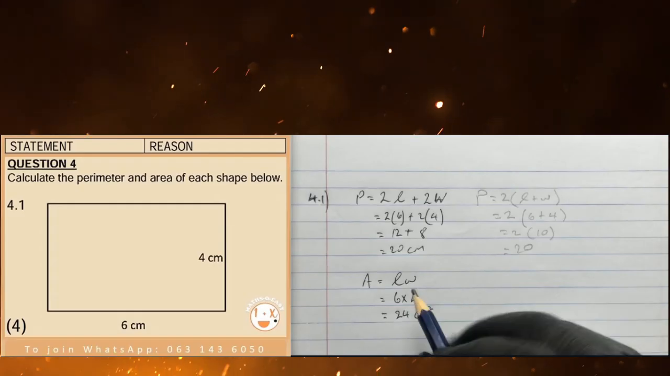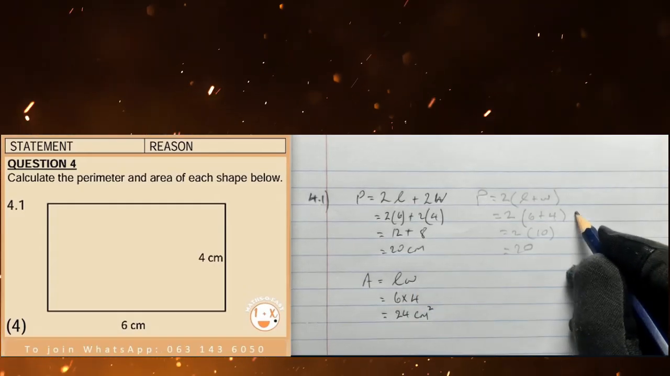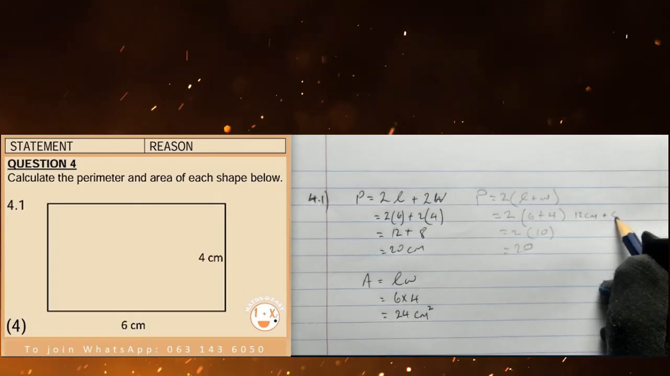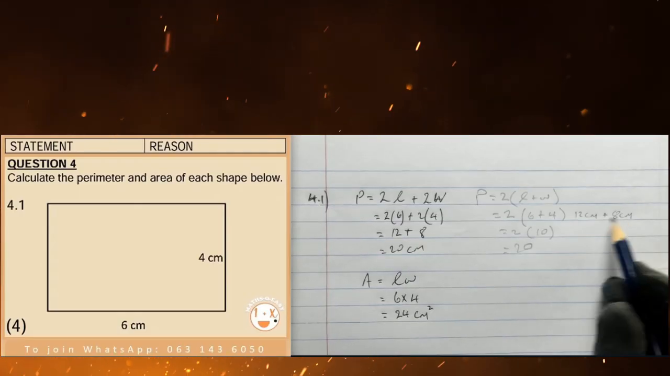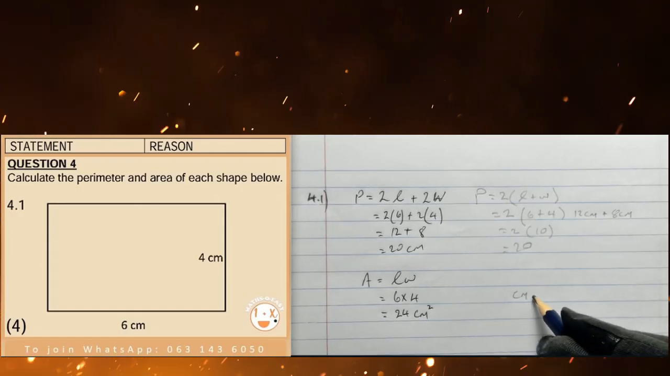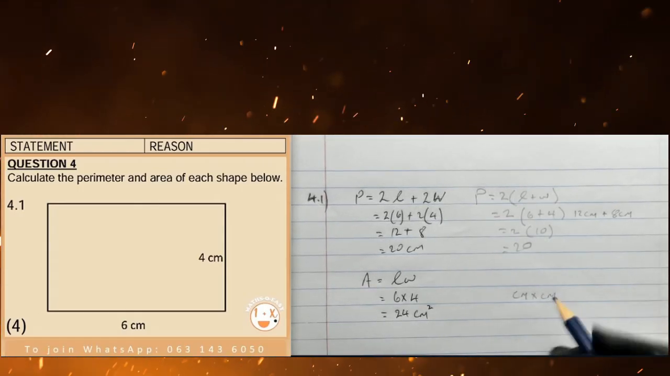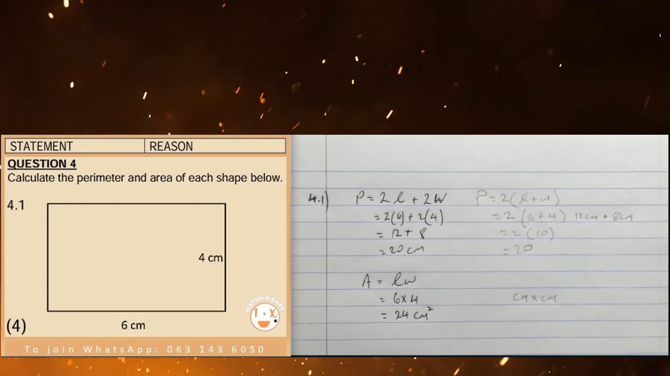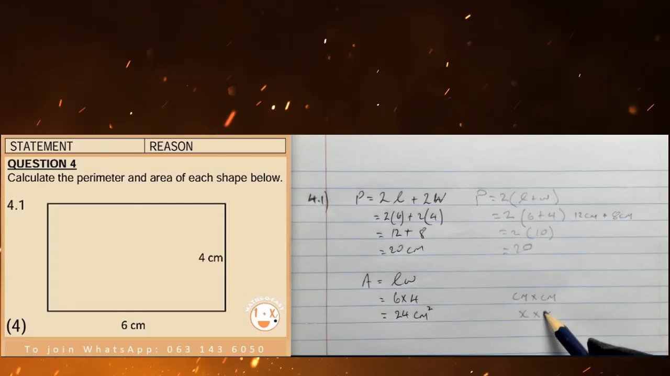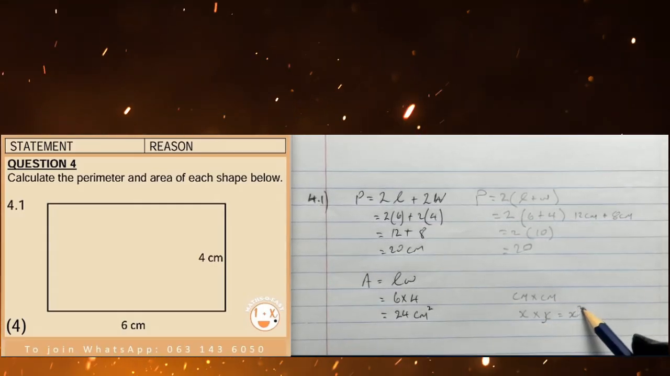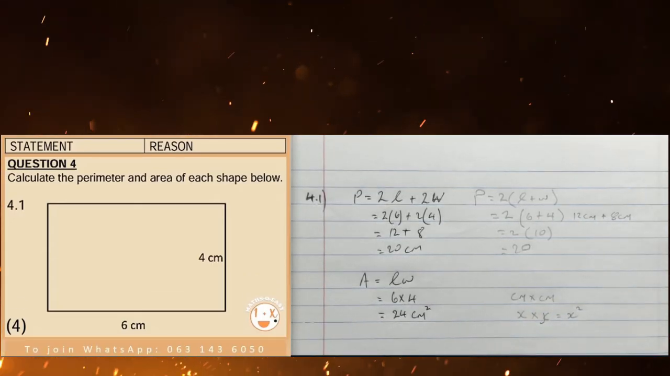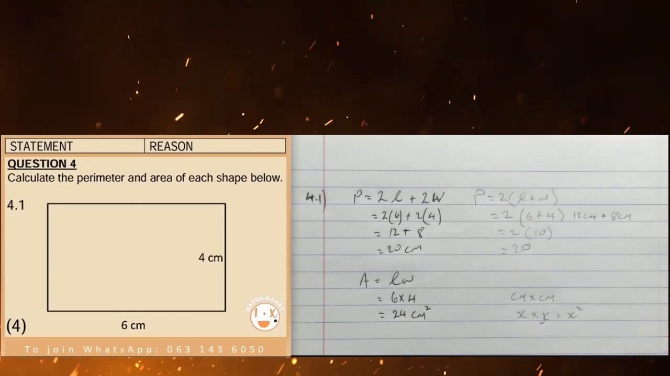Now remember, here I have 12 centimeters and I'm adding 8 centimeters, so the unit becomes centimeters. Here, what am I doing? I'm multiplying centimeter by centimeter. What will I have? Squared. X times X is X squared, isn't it? So any unit by itself becomes squared. Anything else? No, I think I'm happy.